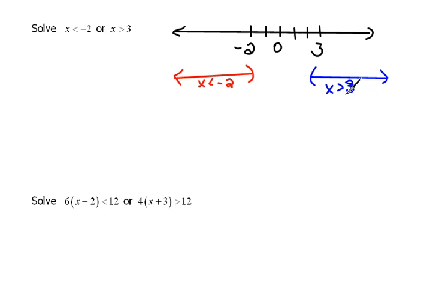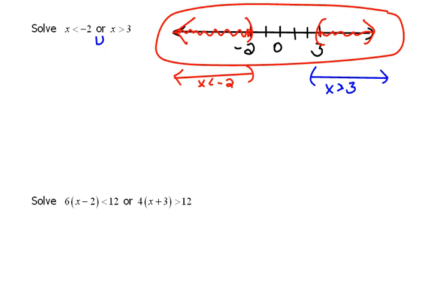Now, this problem is saying we want this set, the x is less than -2, or this set. Remember, or, that's a union, or joining those two things together. So graphically, if I join these two things together, we would have both the left side and the right side joined together on one single graph. Okay, so here would be our graphical answer.